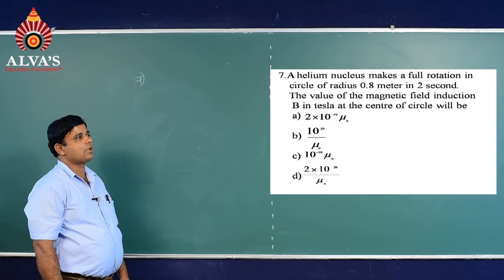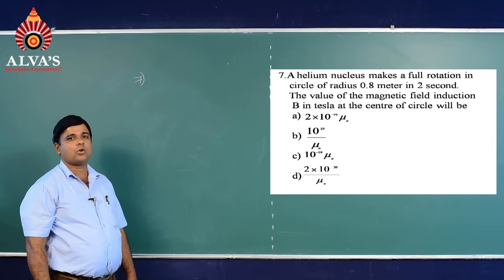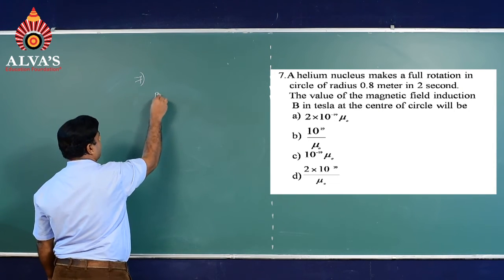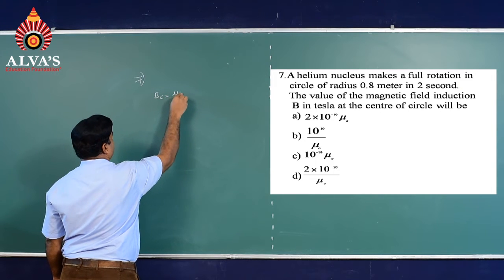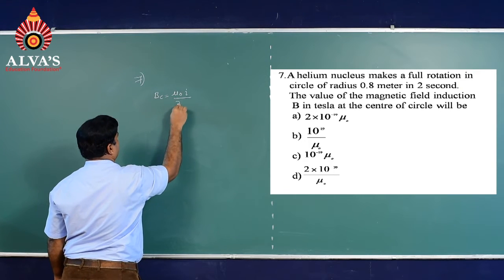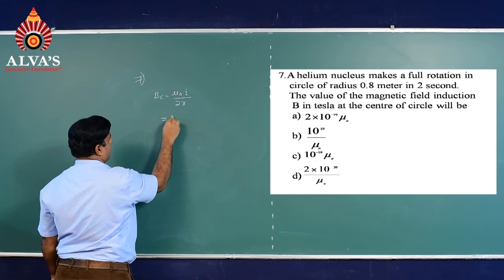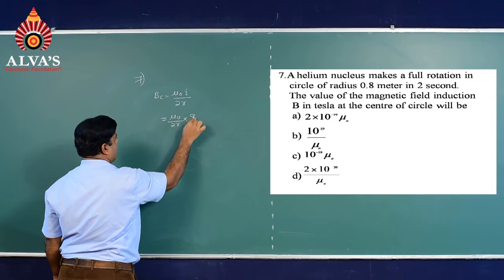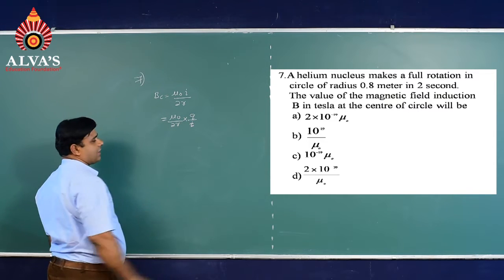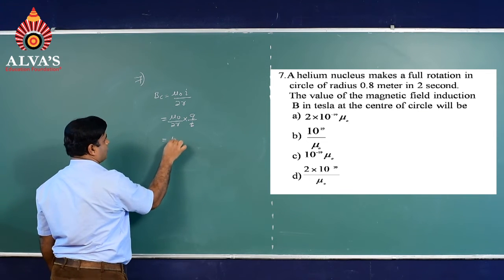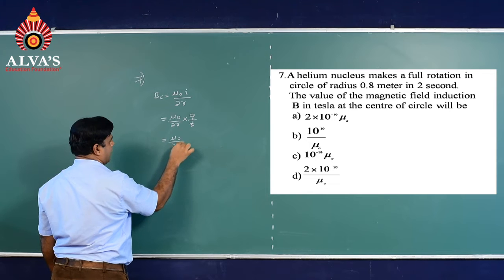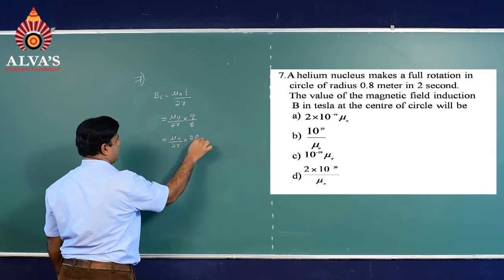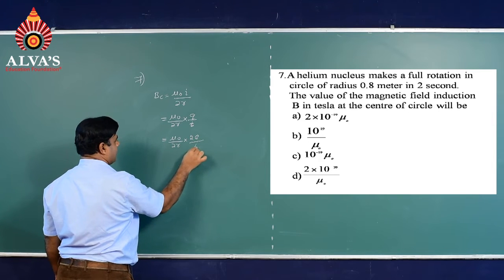Here, the helium nucleus making a full rotation is equivalent to a current carrying loop. You have to find out the field at the center, which is given by mu naught I divided by 2r. Current is not given, charge flowing is given, so it can be written as q by t. So, mu naught by 2r into charge, in case of a helium nucleus, is 2e divided by t.